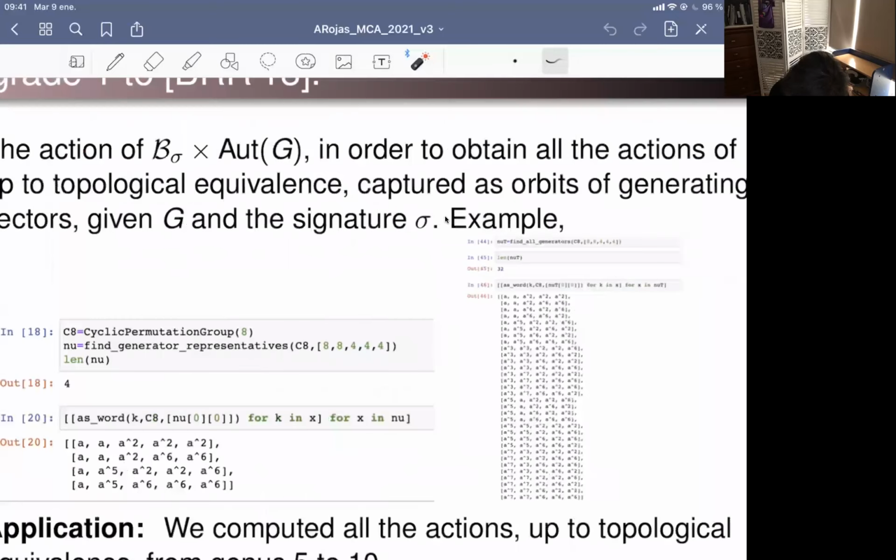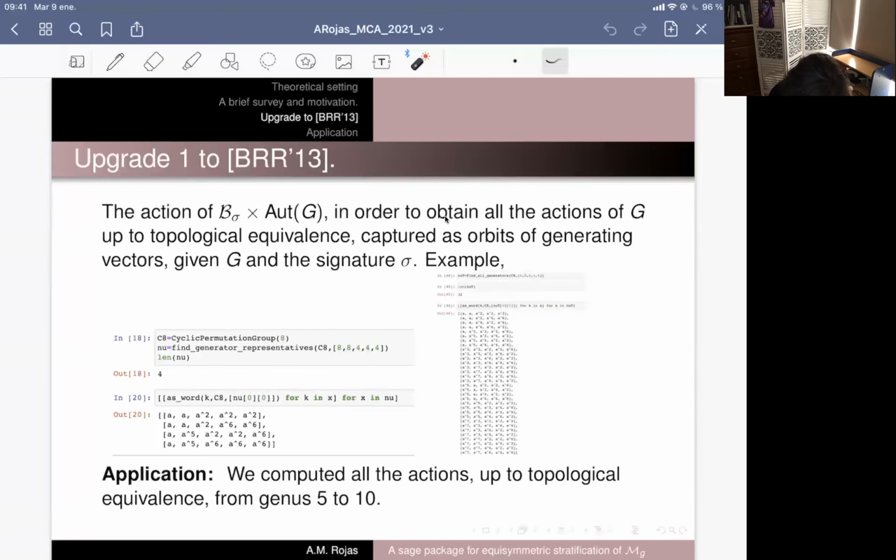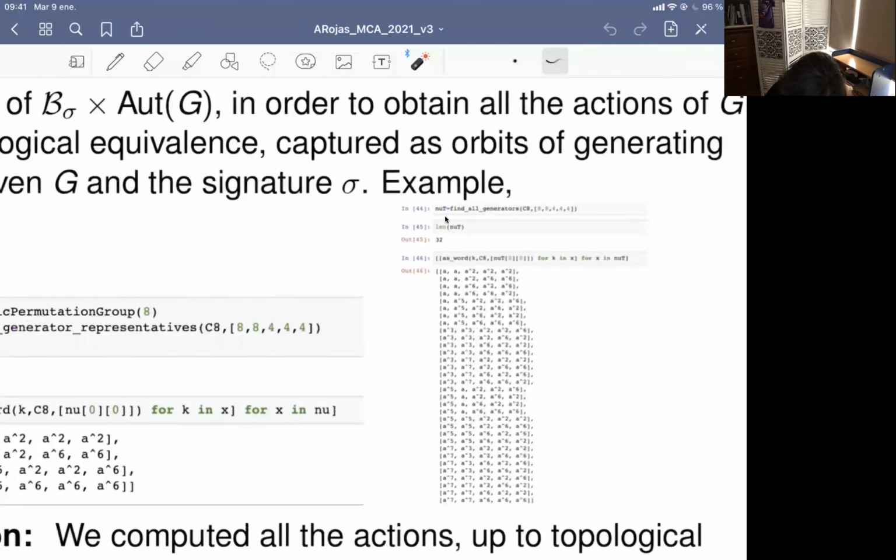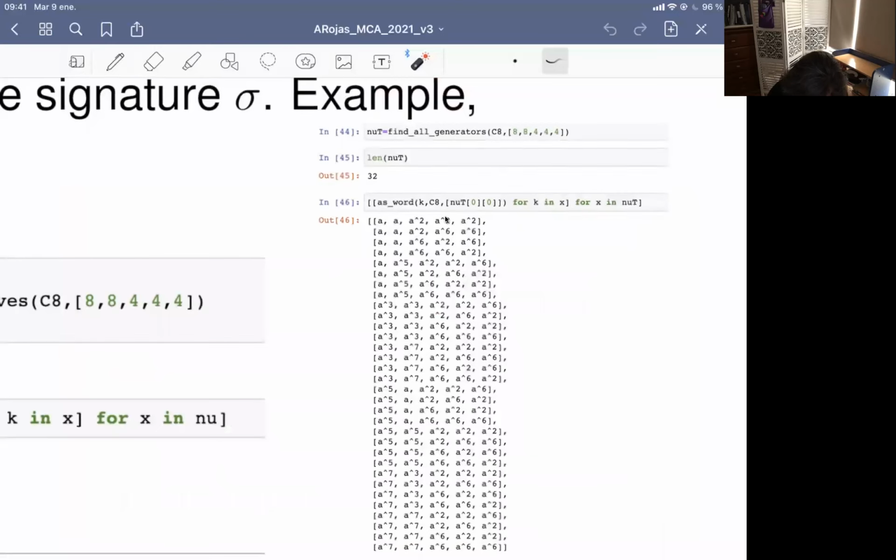So, well, the first upgrade we included was to put that action inside the algorithm. That would allow us to describe all the actions up to topological equivalence. That will be captured in orbits of generating vectors. Let me show you an example, which is the one I will show you.